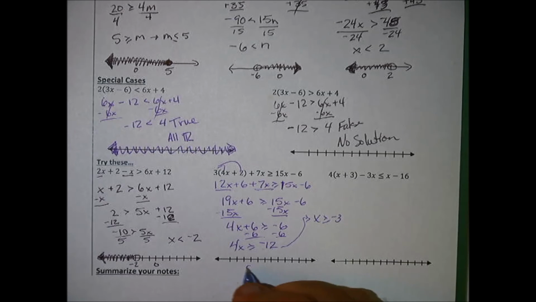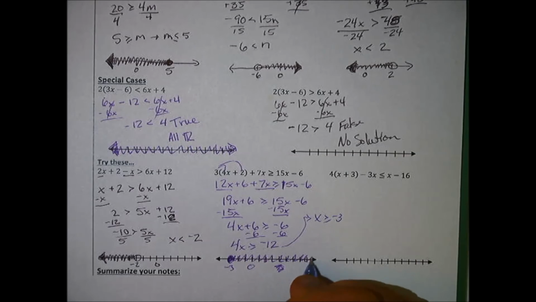So we have 0 here, negative 3 there. Whoa, why would I have negative 3 on that side? Negative 3 is over there. And I want numbers bigger than negative 3, and it can also be negative 3. So we shade that way.